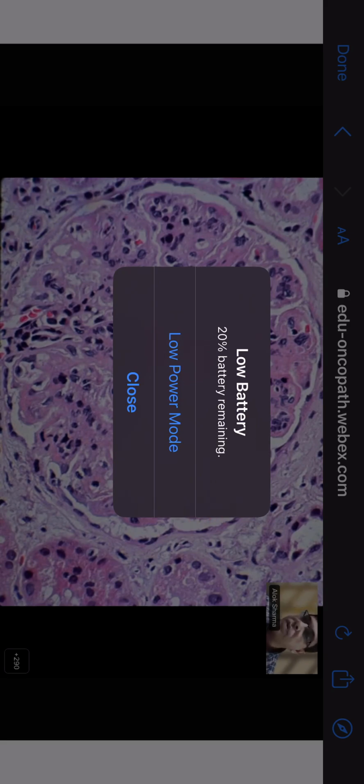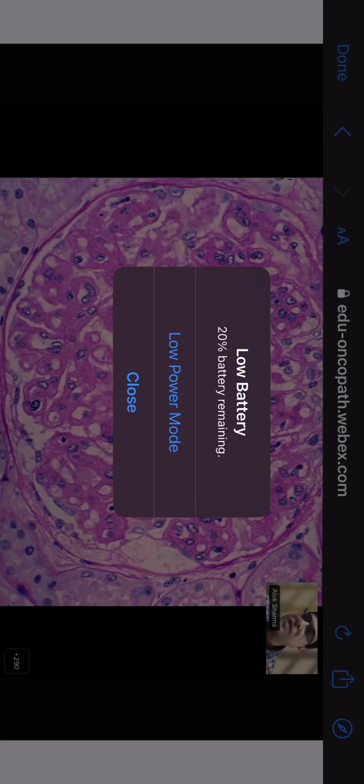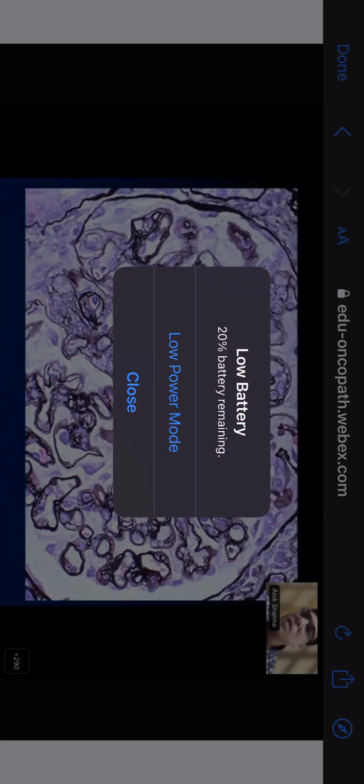And if you do a good silver stain on this, a PAS stain and a silver stain, you can see this is the same picture which I showed you earlier. You can see reduplication. So this is the so-called tram tracking or whatever you want to call it, in which the GBM has actually formed two layers. So this is the MPGN pattern of injury. The membranoproliferative or the mesangiocapillary pattern of injury is characterized by reduplication of the GBMs.